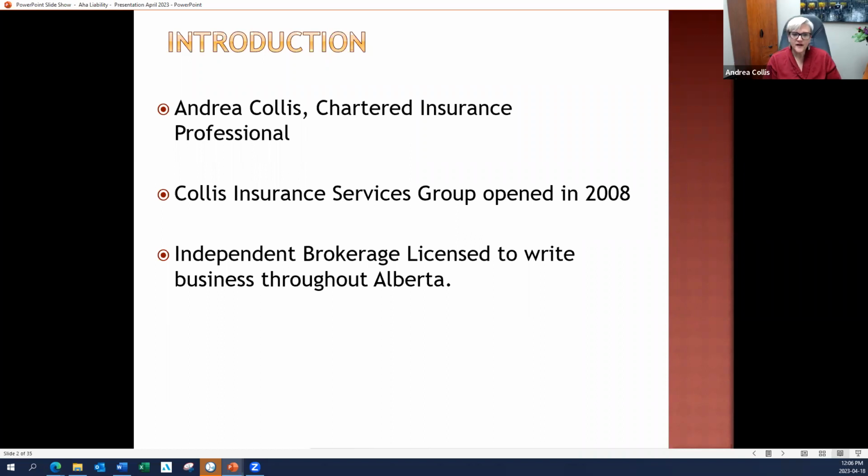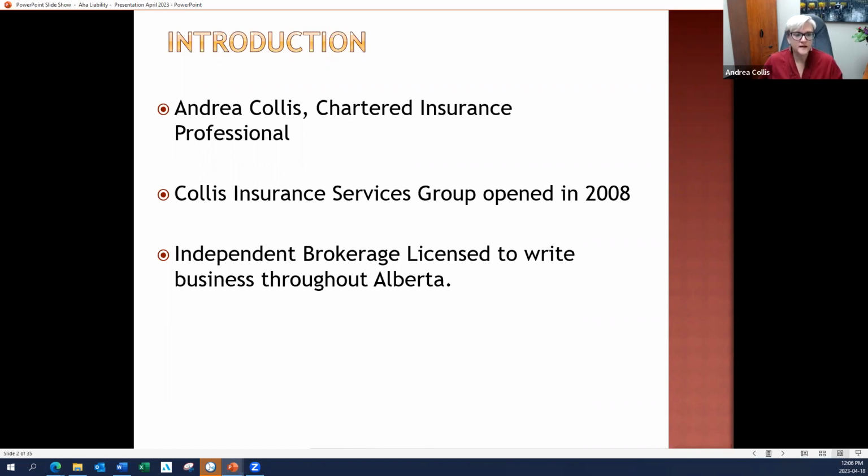And the reason I clarify this is that within our industry, there's a lot of insurance brokerages that are actually owned by insurance companies. So one of the ways we differentiate is that we're not required to put any type of business with any particular insurer.